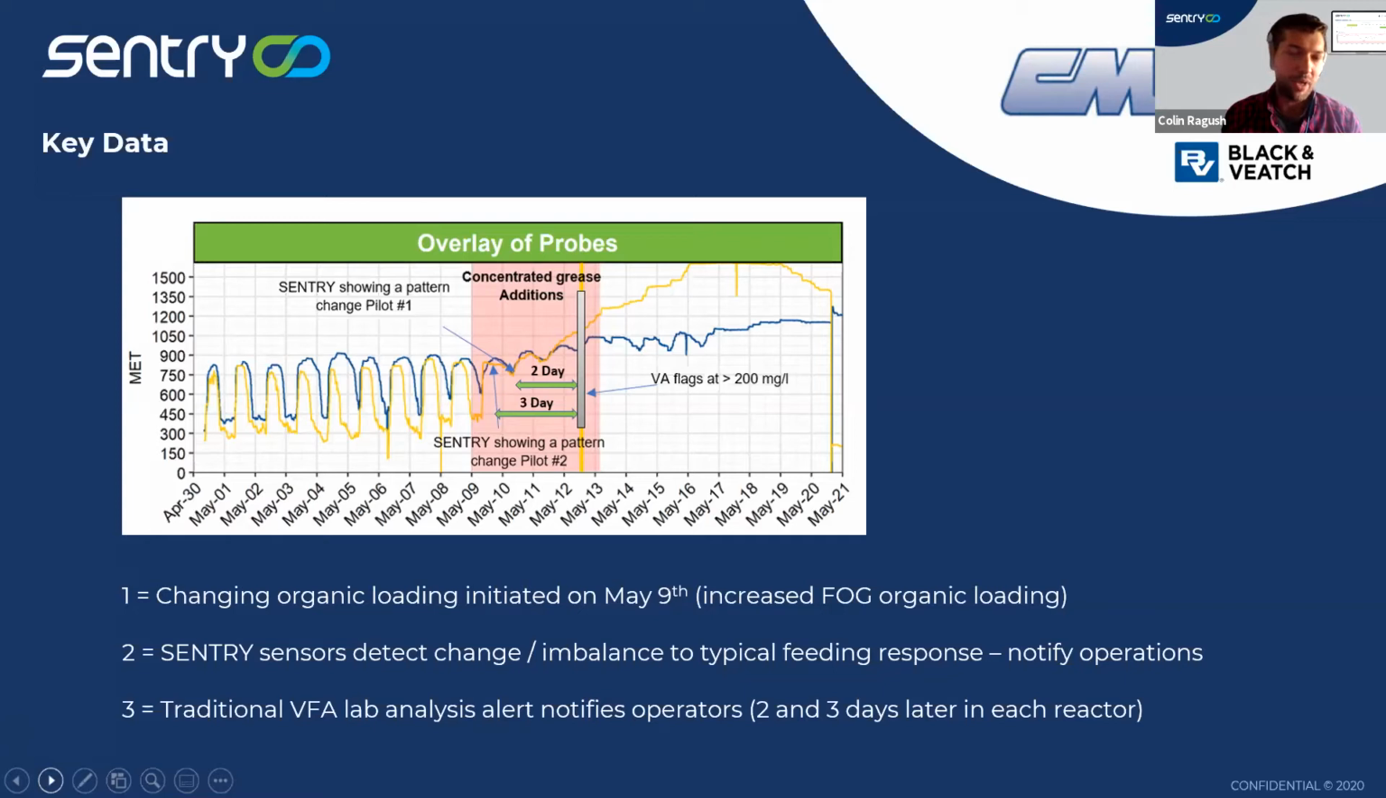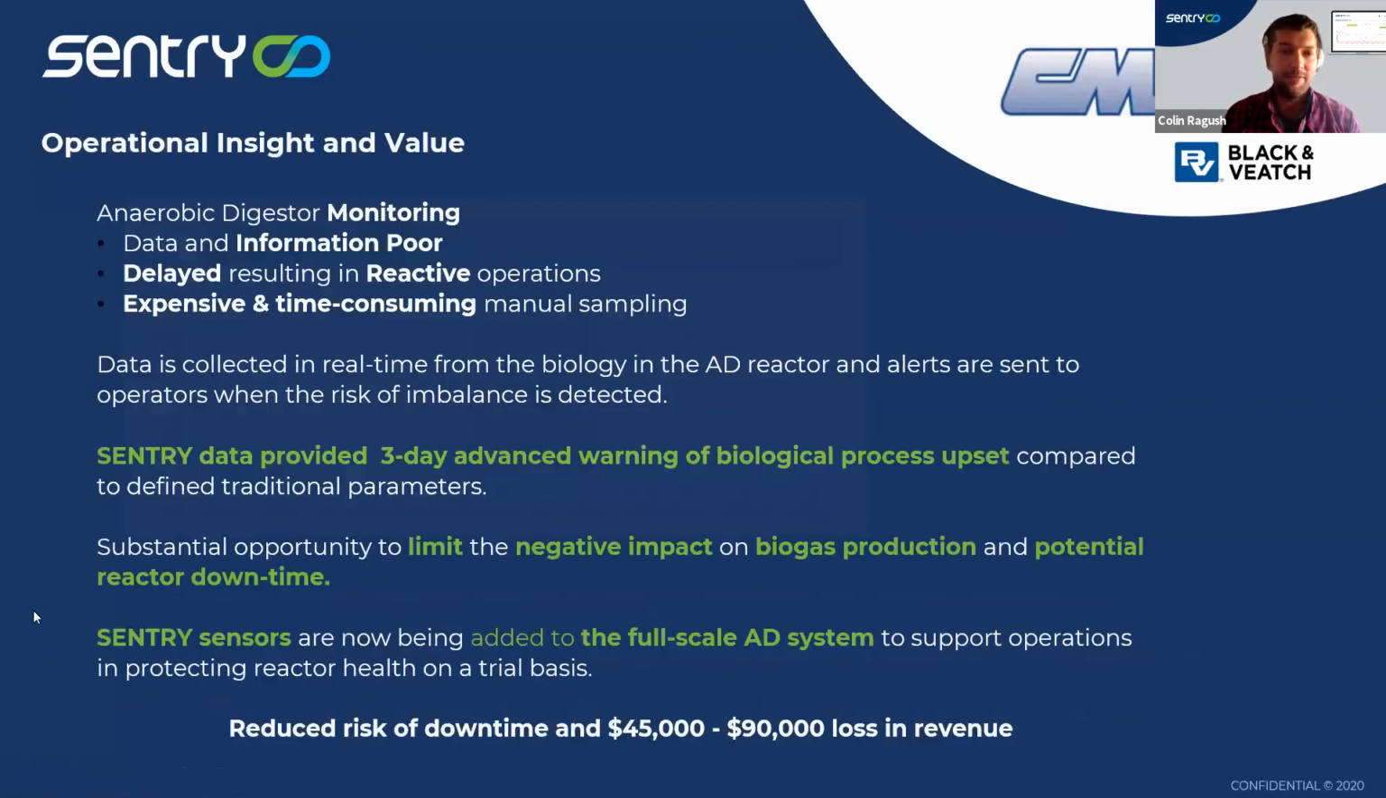And at the site they had a few parameters that they would typically use for imbalance. And the first one to flag imbalance was 3 days after, and that was volatile acids reaching over 200 milligrams per liter. However, SENTRY was telling us that something had changed 3 days before that, really giving an opportunity to do something. And in these two reactors, we actually found that the volatile acids peaked above 2,000 milligrams per liter. Unfortunately, that meant one of the reactors had to be completely restarted, so cleaned out, restarted from scratch. And the other one, it took about a month to nurture it back to typical conditions. So you can see that SENTRY provides a unique opportunity to avoid these kind of failures.